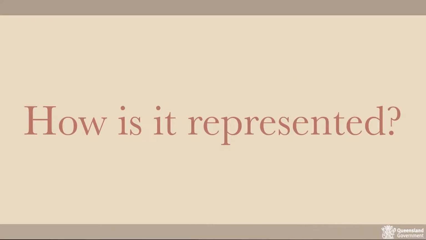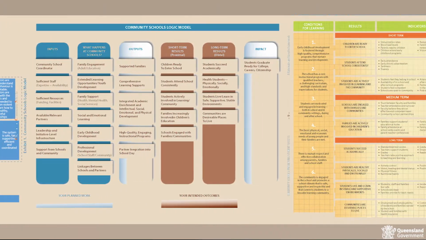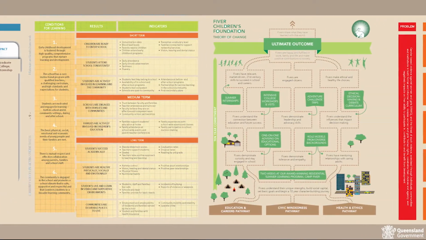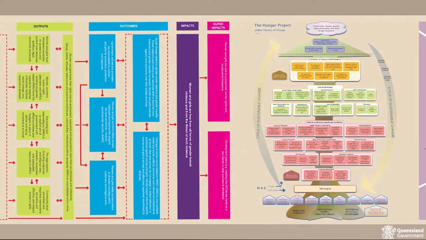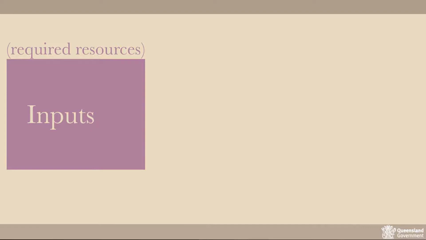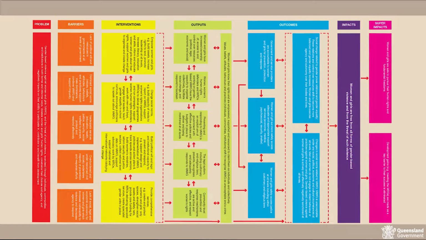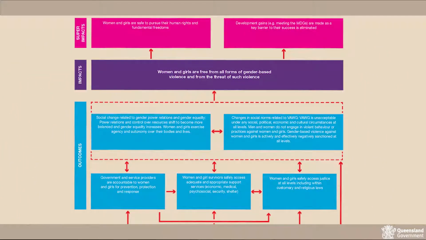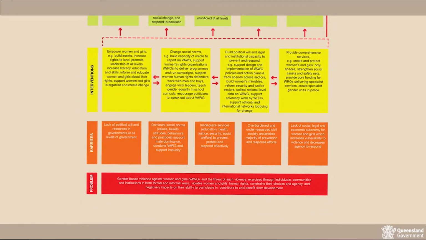How is it represented? Different types of diagrams can be used to represent a program logic. These are often referred to as logic models, as they show the overall logic of how the intervention is understood to work. This diagram will include three sections: the resources required to undertake the initiative, or inputs, the activities your initiative will involve and their outputs, and the expected results, or outcomes. This model links outcomes, medium and long term, with inputs and outputs, and the theoretical assumptions underlying the program.